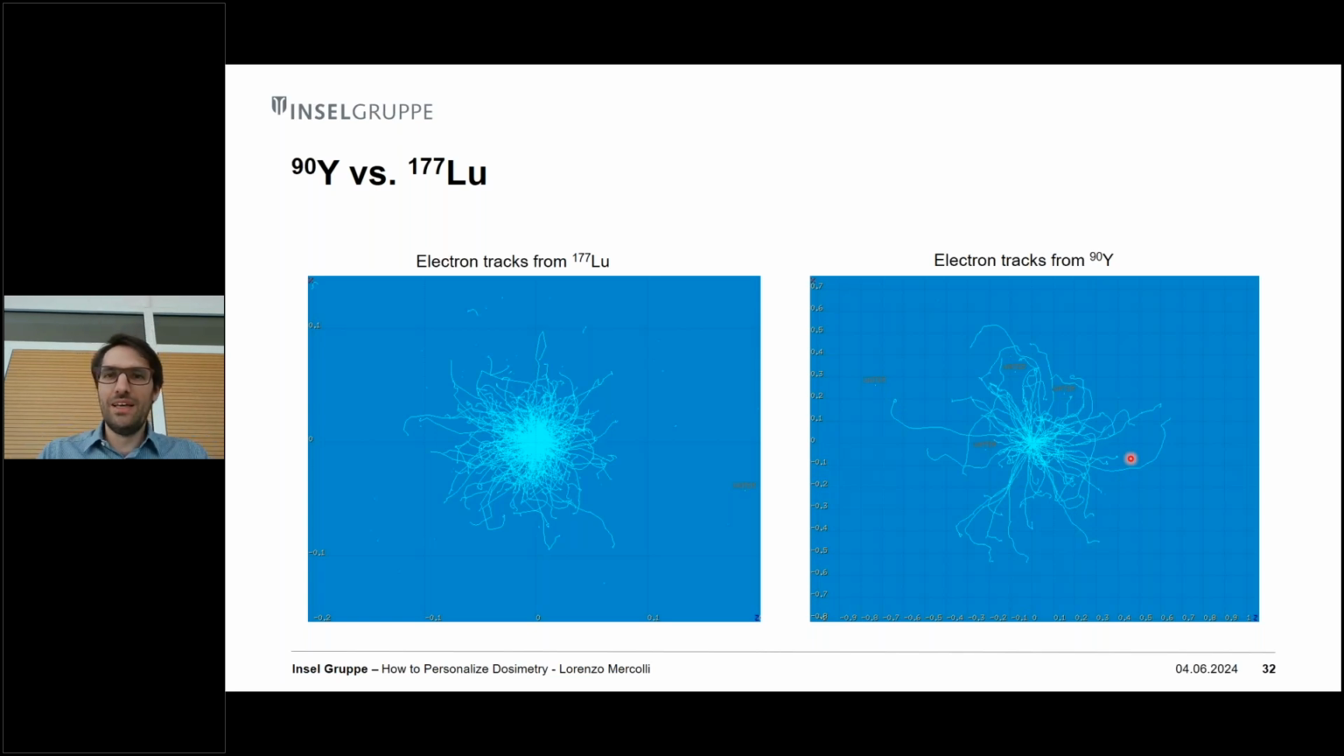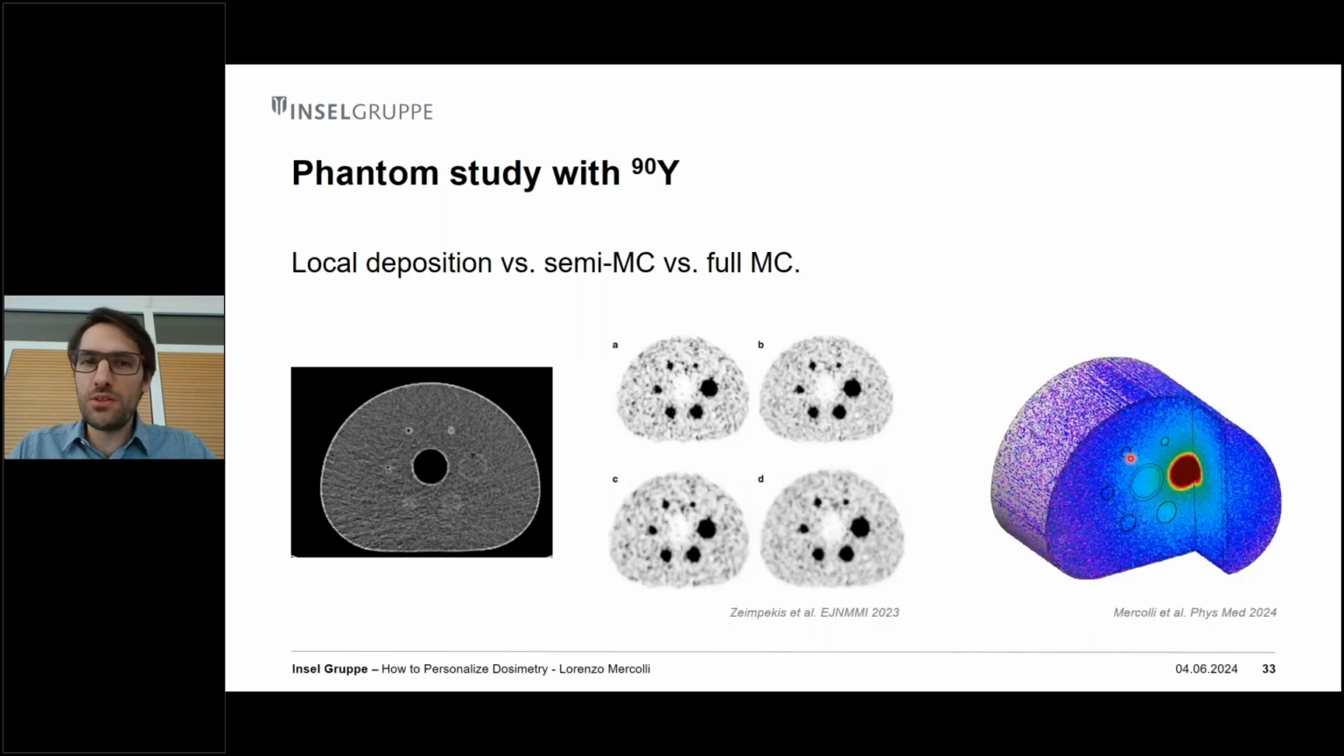So, is the semi-Monte Carlo still working? This is exactly what we wanted to find out. So what we did, we compared the local deposition model. This would be just the CT image of the phantom, segment the spheres, and then use this constant conversion factor from activity to dose.